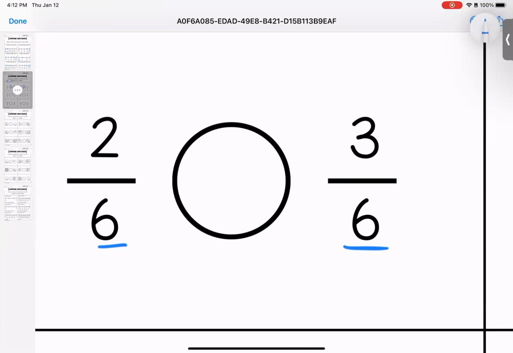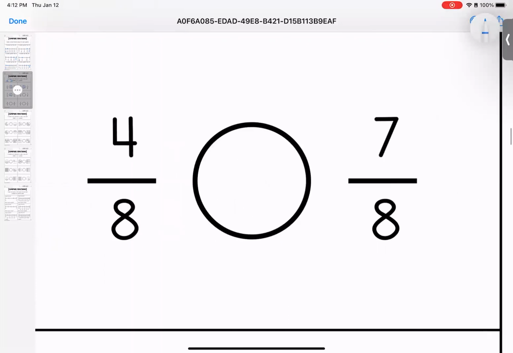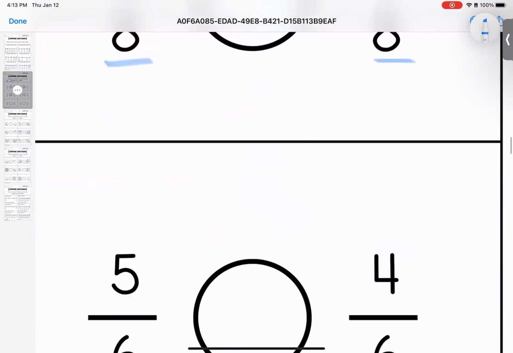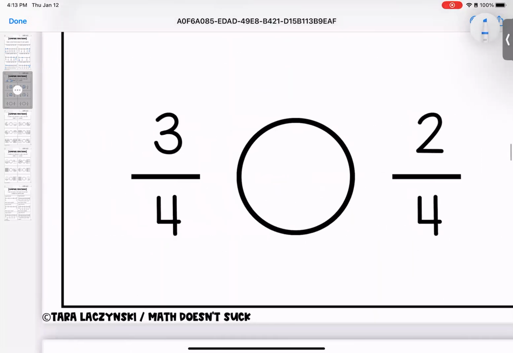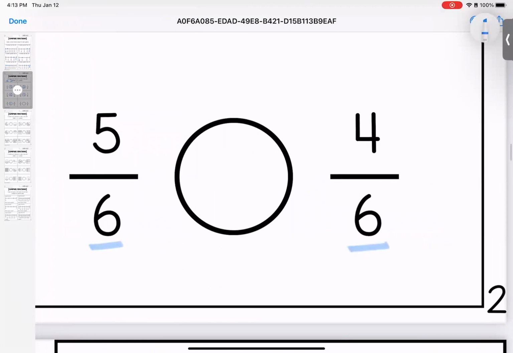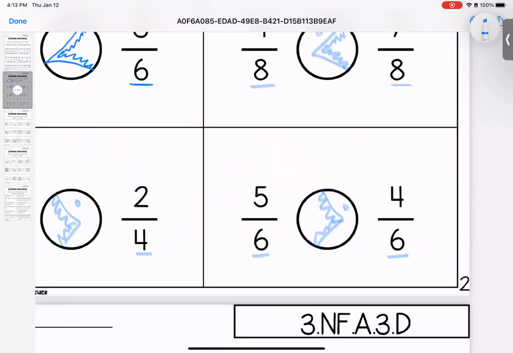Would I rather have 2/6 or 3/6? 3/6 is greater. Check my denominators, 8 and 8. Would I rather have 4/8 or 7/8? 7/8 is greater. Last two. Would I rather have 3/4 or 2/4? 3/4 is greater. And then our last one on this page, would I rather have 5/6 or 4/6? 5/6 is greater. That is the end of this page.